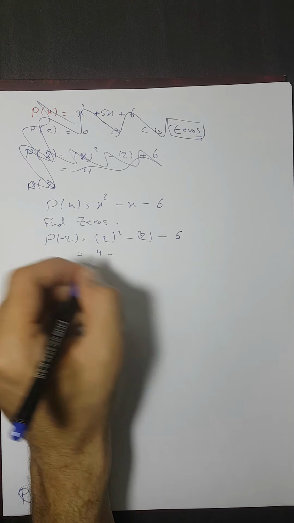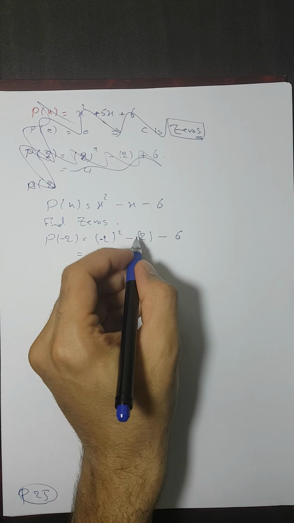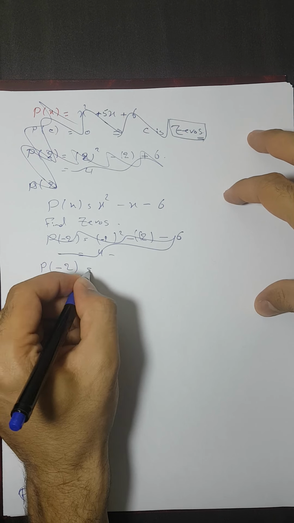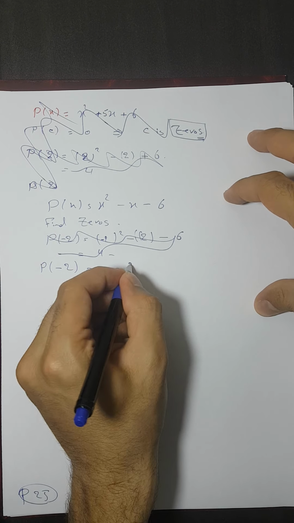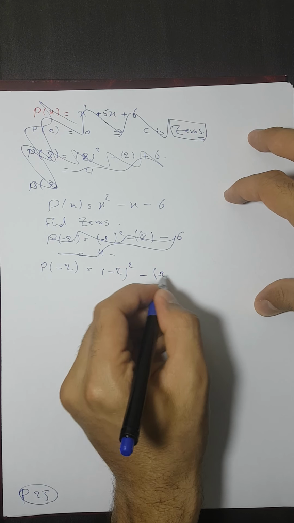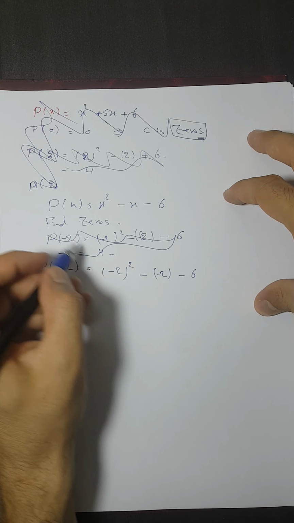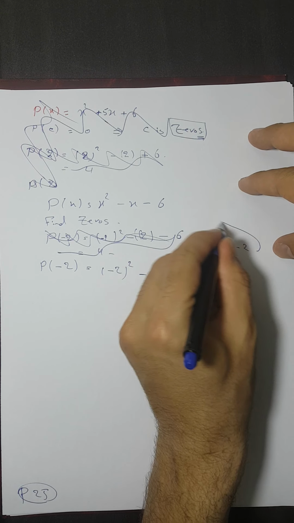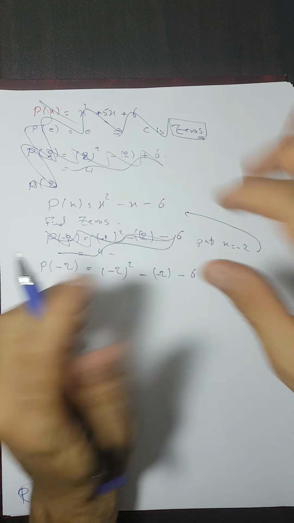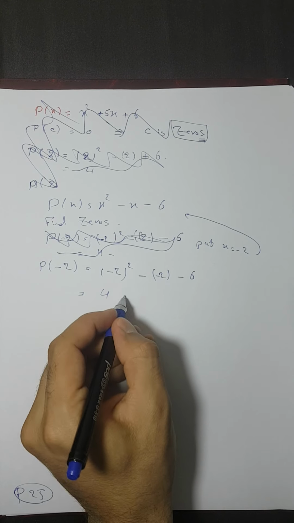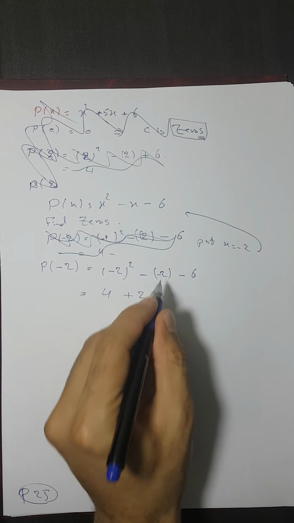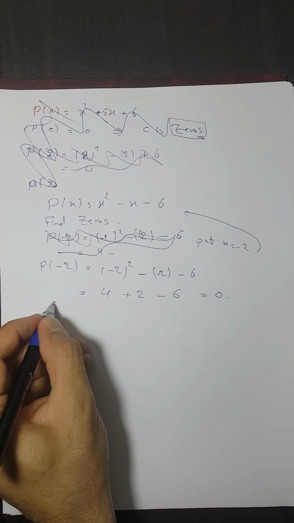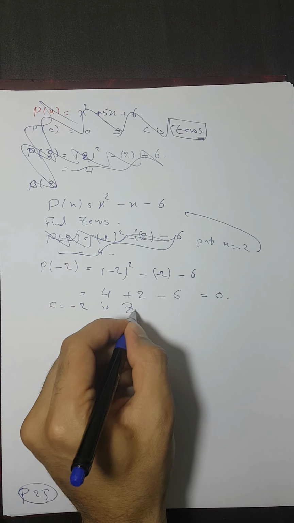Okay, if I put minus 2, I get what? P of minus 2 is equal to minus 2 squared minus (minus 2) minus 6, because we substitute x is equal to minus 2 in here. So I get 4 plus 2 minus 6, which is equal to 0. So P at minus 2 is zero.